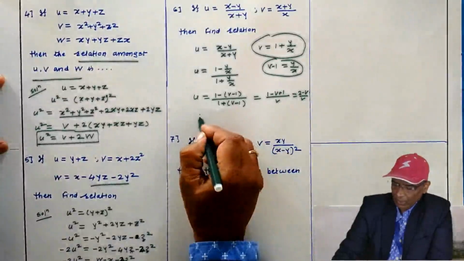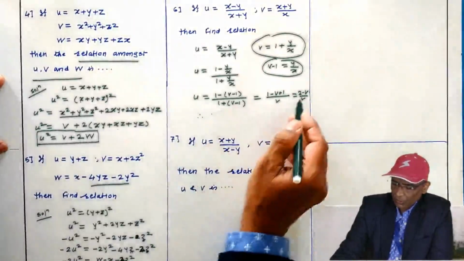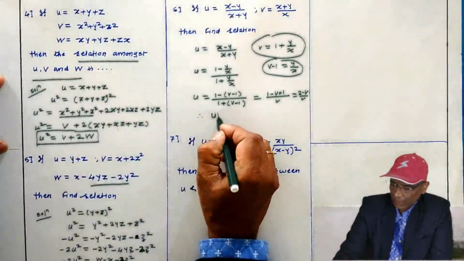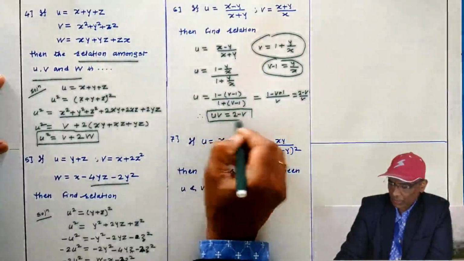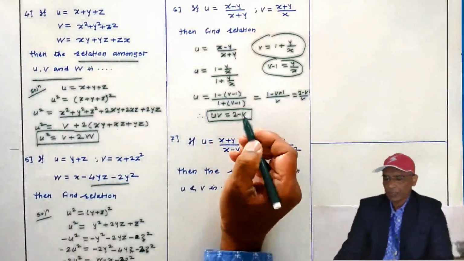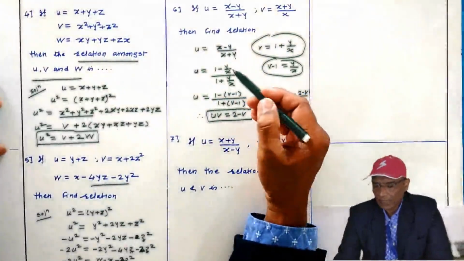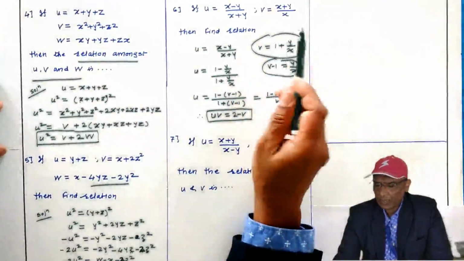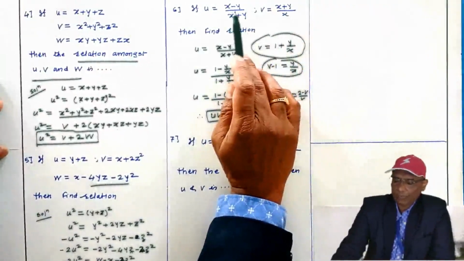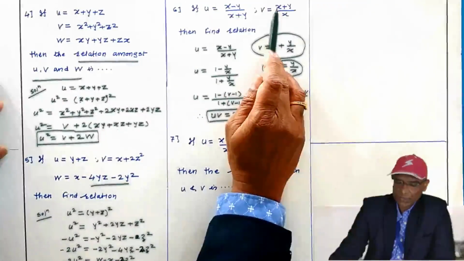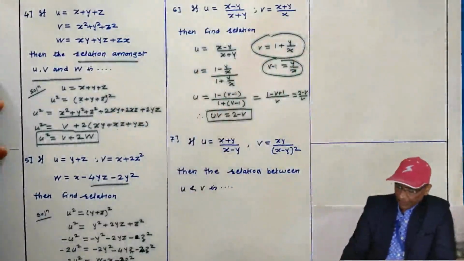Okay, therefore, the relation is what? U into v is equal to 2 minus v. This is the relation between u and v. Okay, so you can find relation by your way also. So you can do like this also. Find value of x from here and put it here, or find value of x from here and put it here. That way can be done.